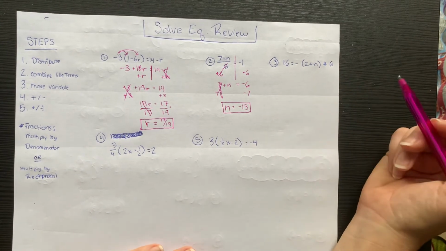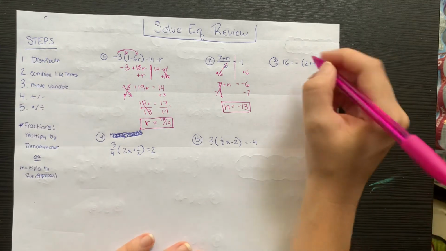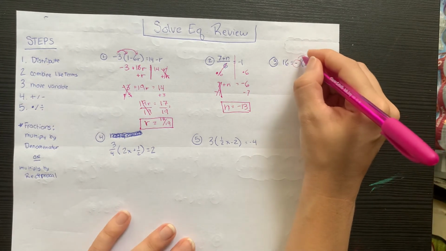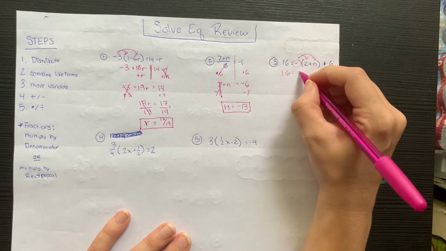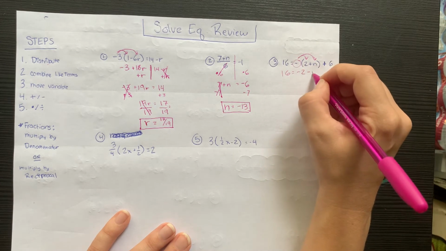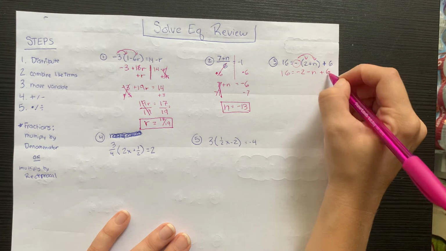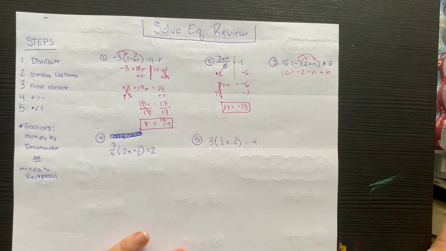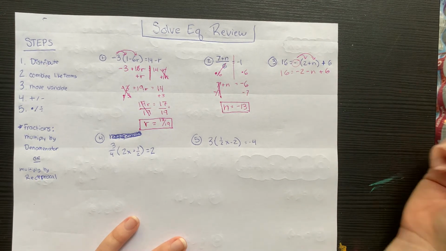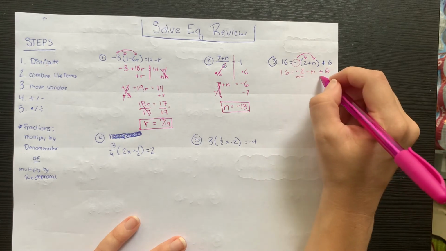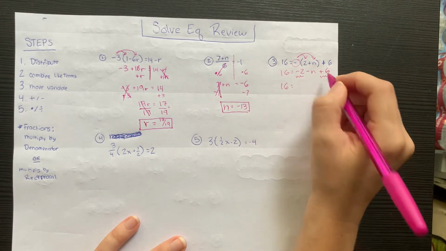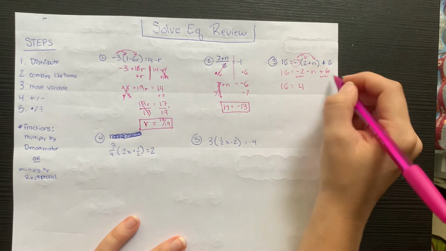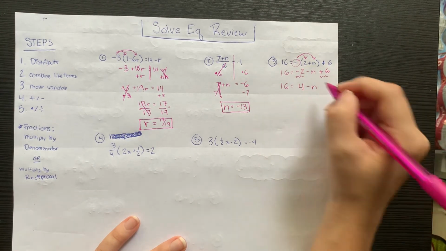In problem 3, I'm going to distribute first. I'm distributing this negative number. 16 will equal negative 2 minus n plus 6. I do have like terms this time. This negative 2 and this positive 6 are like terms. Negative 2 plus 6 is 4. And then bring my minus n down.